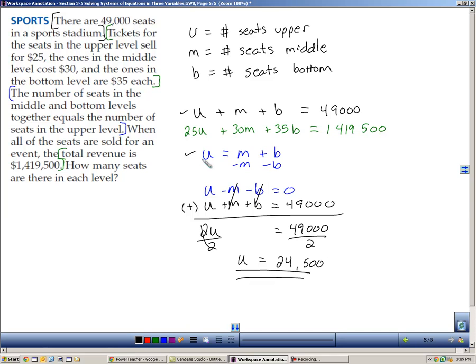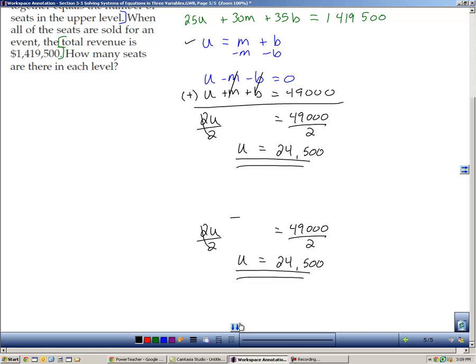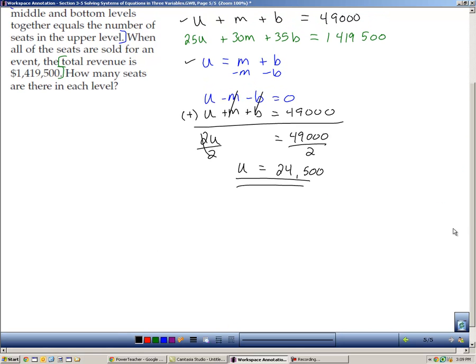So now I've got to combine one of the other two equations, the first one and the second one perhaps. I'll write the first one over top of the second one. I'm going to take that first equation and multiply everything by 30. The reason I'm going to multiply by 30 is because then I can get rid of the m. Since I already know the u, it'll be much easier for me to find the b.